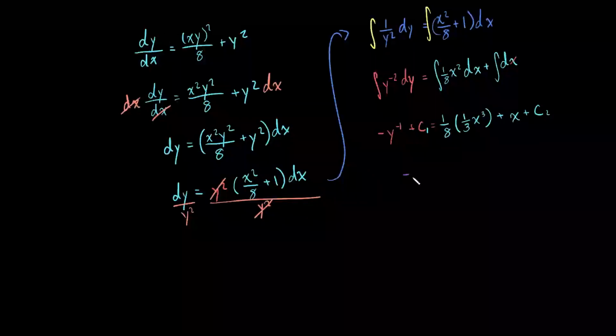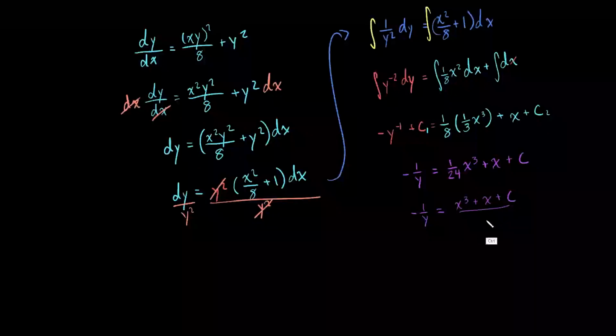So we're left with negative 1 over y is equal to 1/8 times 1/3, which is just 1 over 24. 1 over 24 x to the third plus x plus c. So we just combined our constants from here. From here, let's try to get this all over one denominator. So if we do that, what we can do is we can do x to the third plus x plus c all over 24.